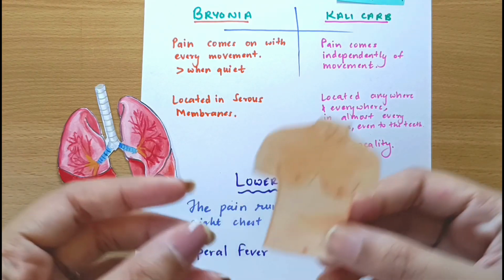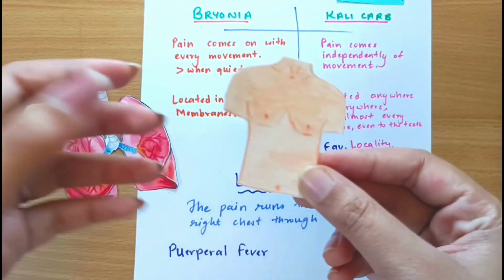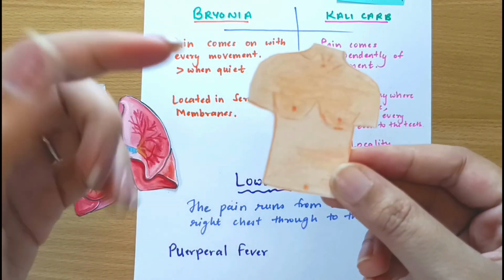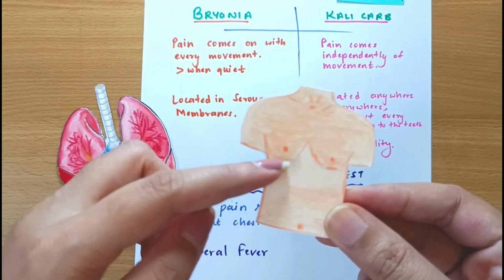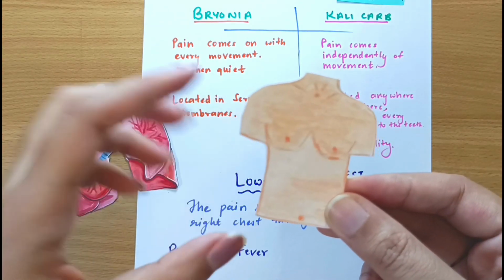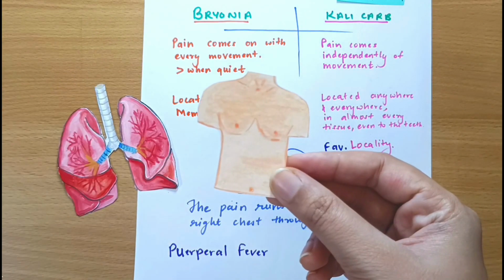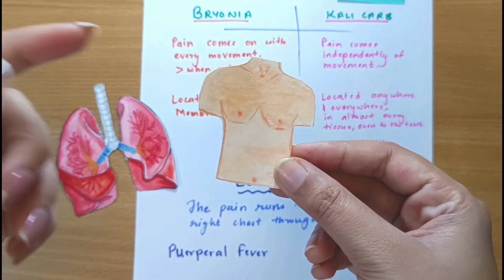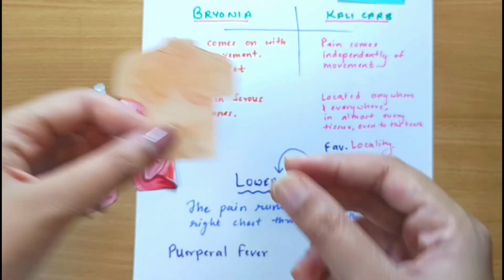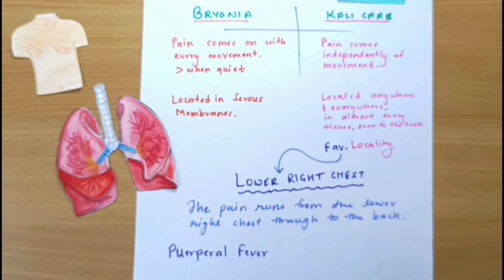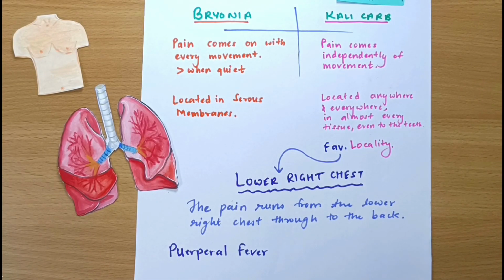Okay, so the pain is very characteristic in a way that the pain will run from the lower right chest, okay, from the lower right chest through to the back. So this is the kind of pain that you see in this remedy, okay. The pain runs from the lower right chest through to the back. Fine, these are the two important things that you have to remember.